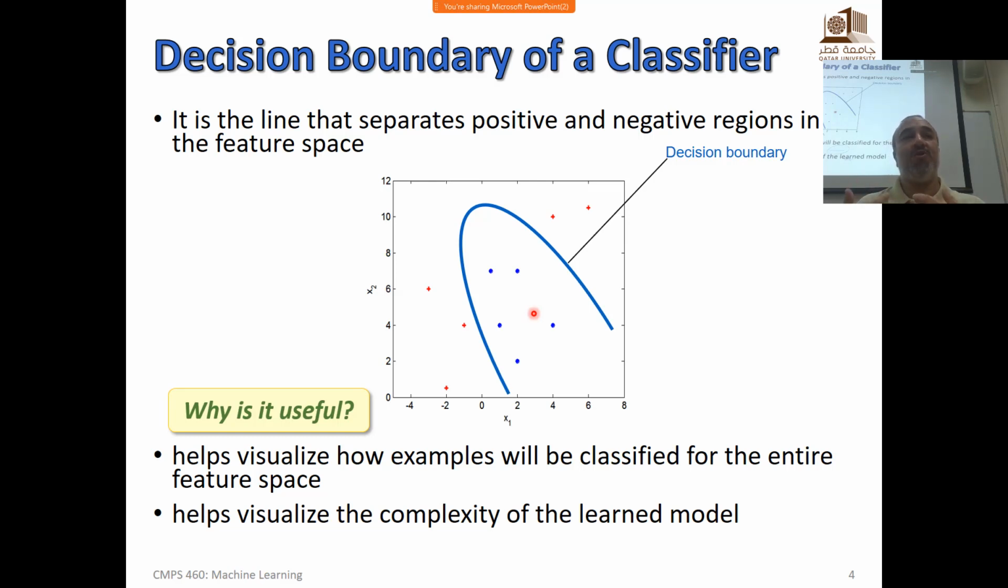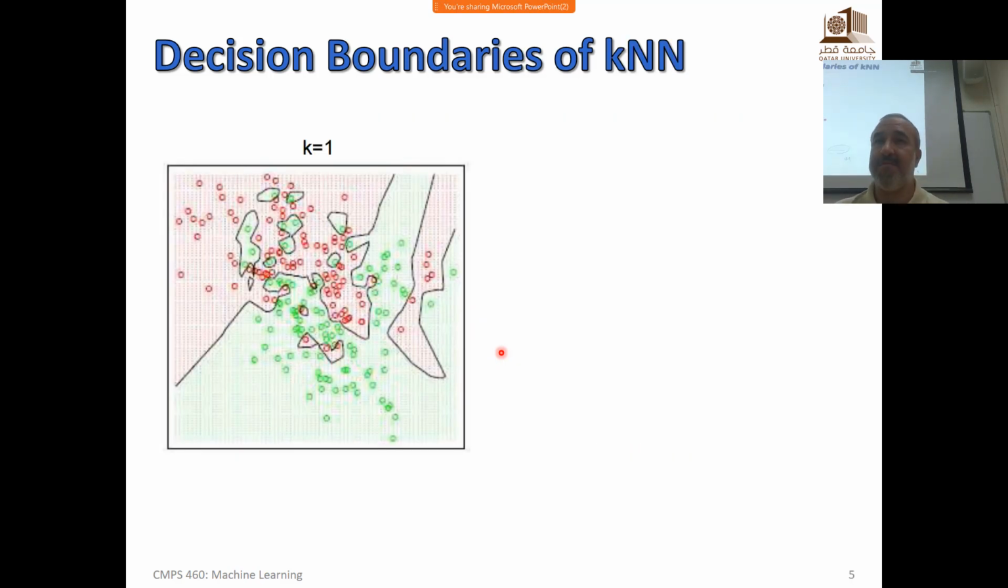It helps also visualize the complexity of the model. As we said, some models will be like a line or a curve, very, very simple. Some models will be very complex, as we will see in the next slide. Okay, so it is good for visualization and also to understand something about the distribution of the data that we have. Right. For kNN, how can we see decision boundaries?